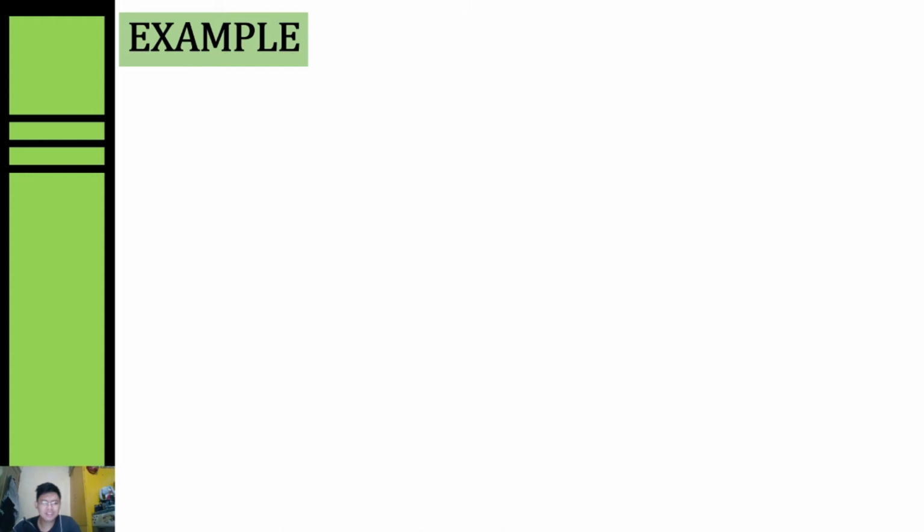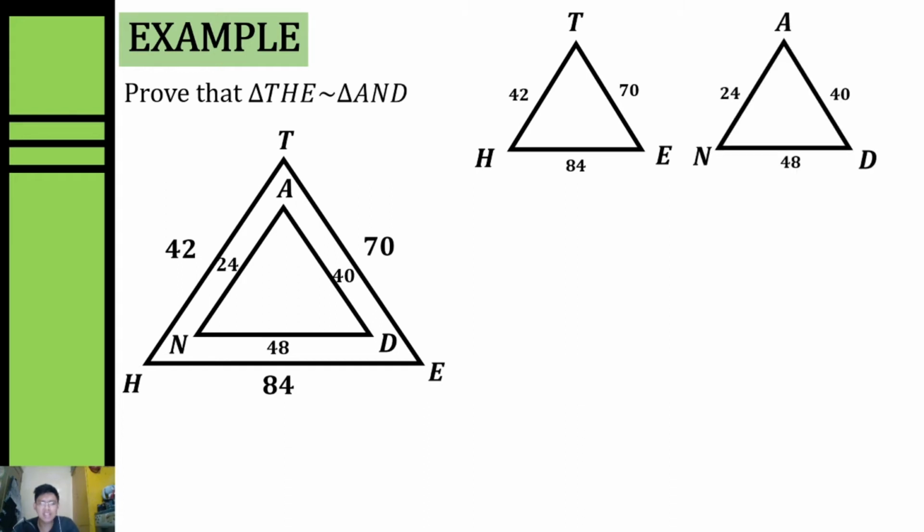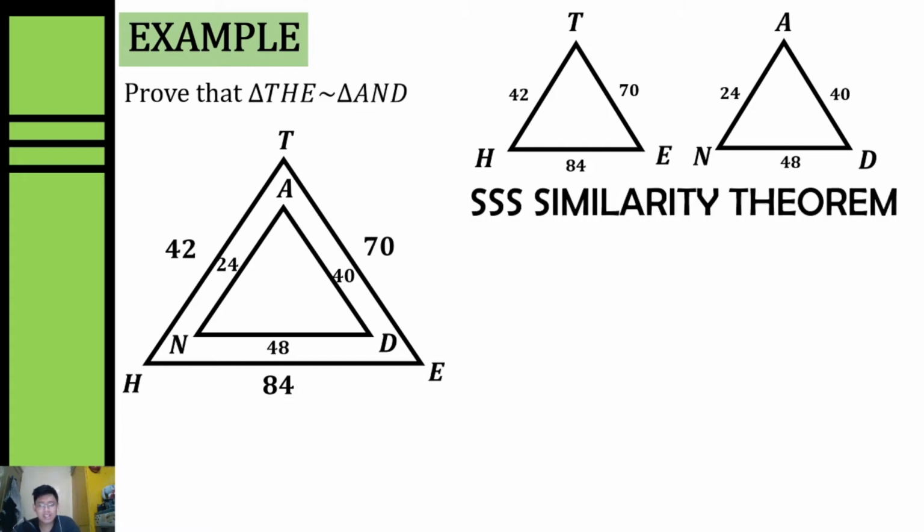Alright, let's have another example. Let's prove that triangle THE and triangle AND are similar. Given this figure, let's dissect them into two triangles. We have triangle THE with the given dimension and triangle AND with a given dimension. Looking at the two triangles, we're given the measurement of each side. Since we're given the sides, we're going to use the SSS Similarity Theorem in proving these two triangles.